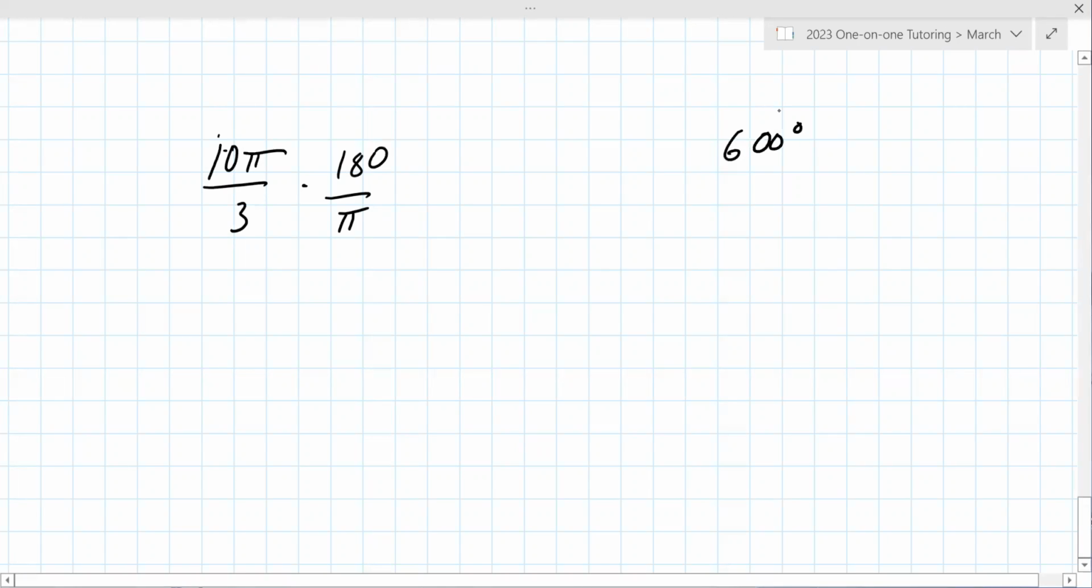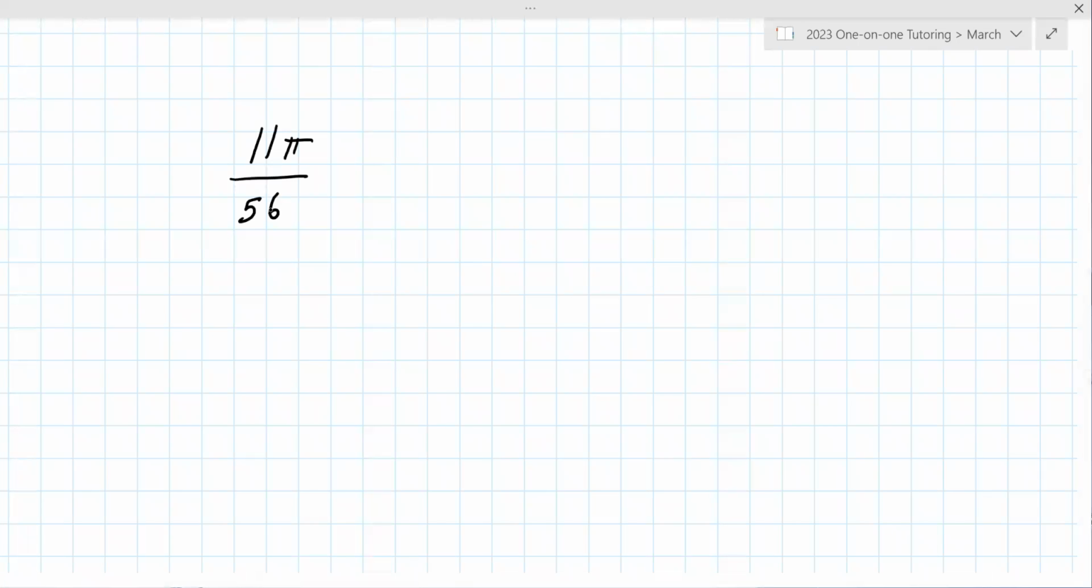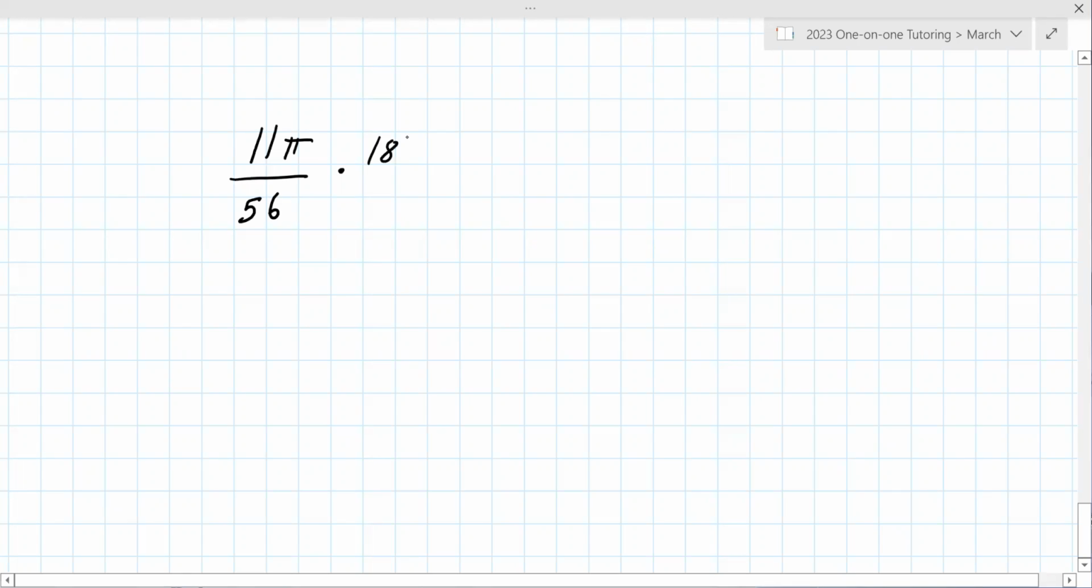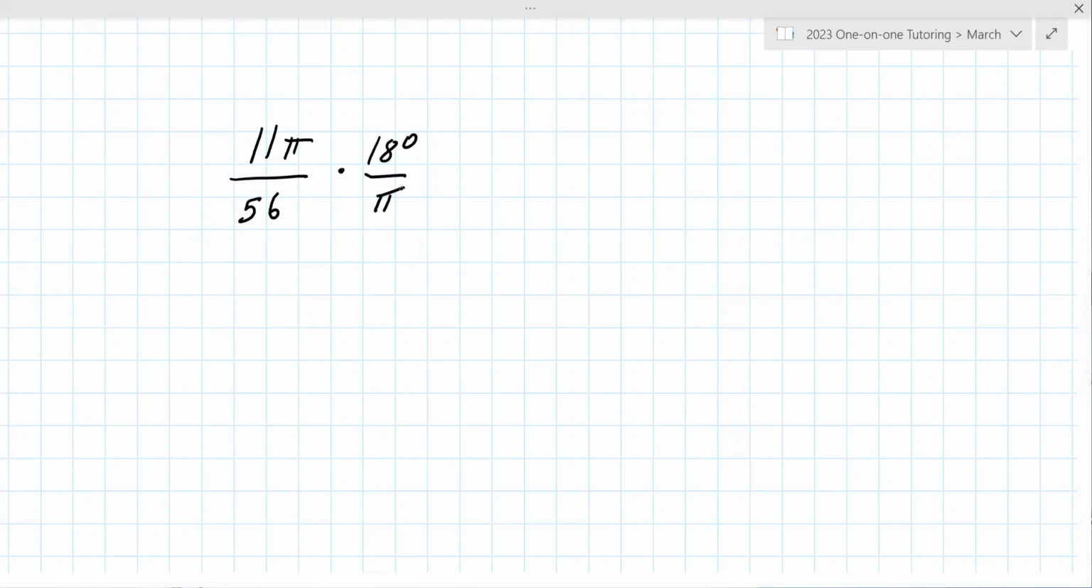Okay, it's not bad when it works, right? But it doesn't always work. Like if I give you, let's go 11 pi over 56. And then you'd write 180 over pi. Now I can see why it's not so easy. I can't just do it mentally. So the pi's would cancel out, so then it's 11 times 180 over 56.